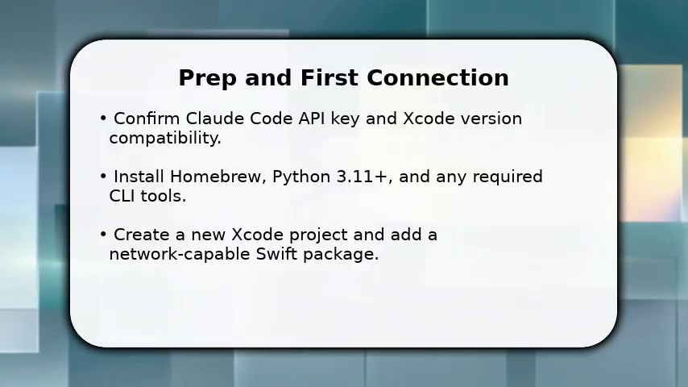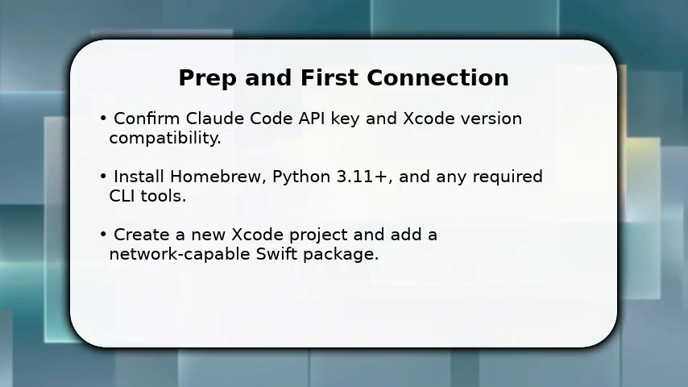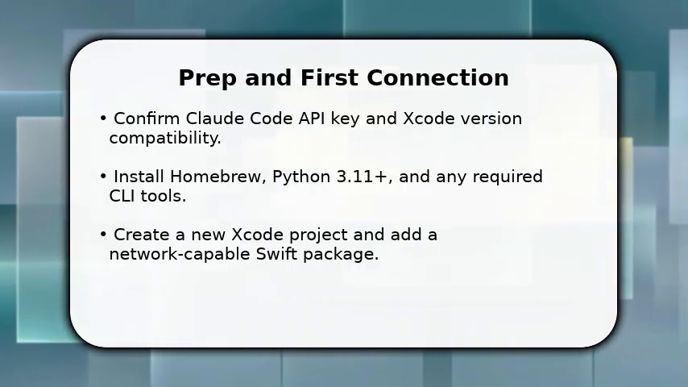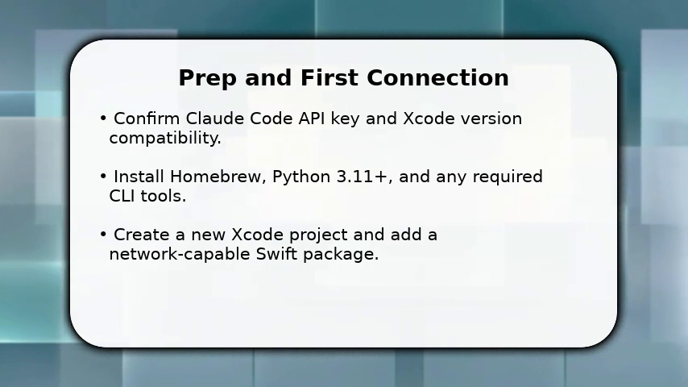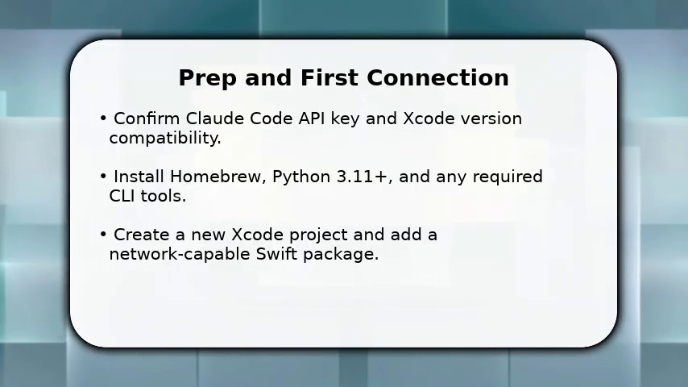Test with curl first to confirm request format. Make sure to enable app transport security exceptions only if required. This immediate connection proves credentials work before integrating Claude Code deeper into your app. You now implement the core.